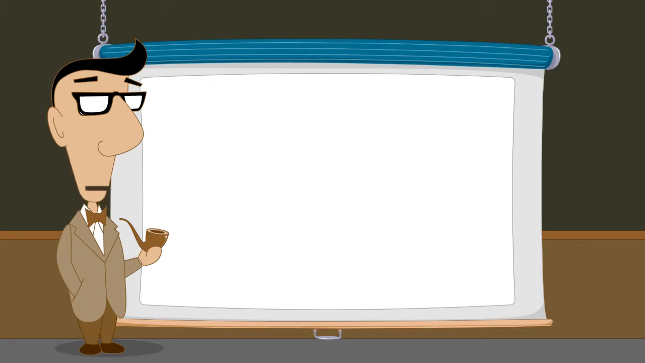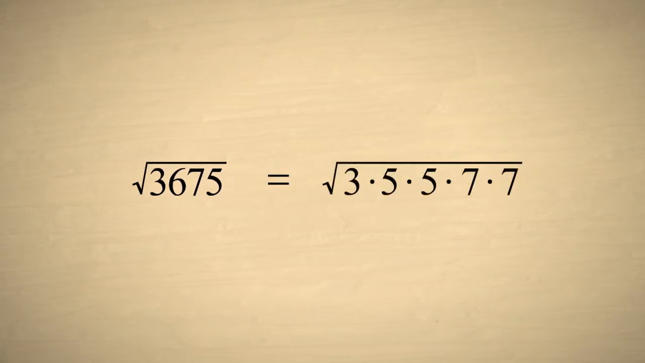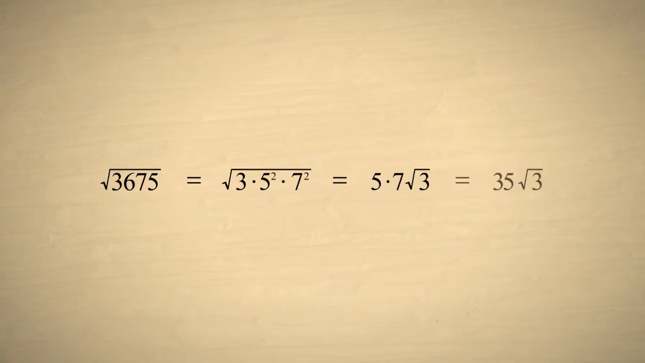For instance, let's say we want to simplify the square root of 3,675. To find out if this number contains any perfect square factors, we can first factor the number into all its prime factors. Doing this, we get 3 times 5 times 5 times 7 times 7, or 3 times 5 squared times 7 squared. We can then bring the square roots of 5 squared and 7 squared out from under the radical sign and write the expression as 35 times the square root of 3.